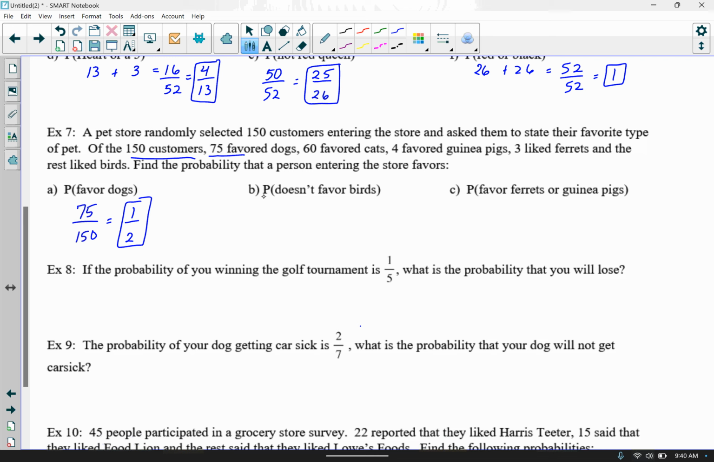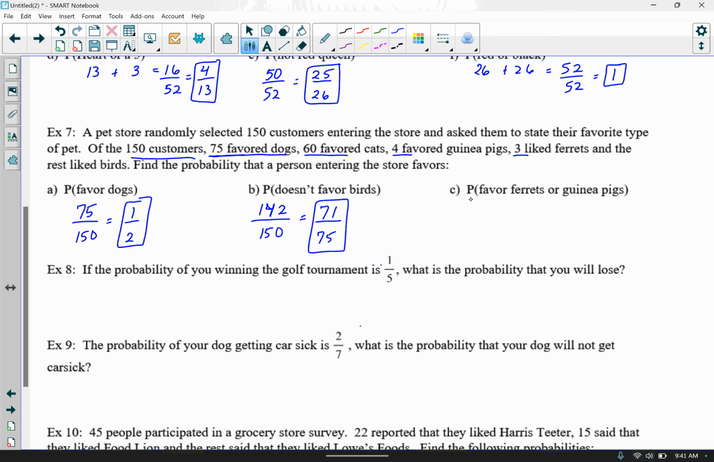Okay. In part B, probability that the person does not favor birds. So all it tells us up here is that the rest like birds. So we know then that the 75, 60, 4, and 3, add those together, that should put you at 142 over the 150. And then I'm going to reduce that, and that should get you to, divided by 2, 71 over 75. Final answer.